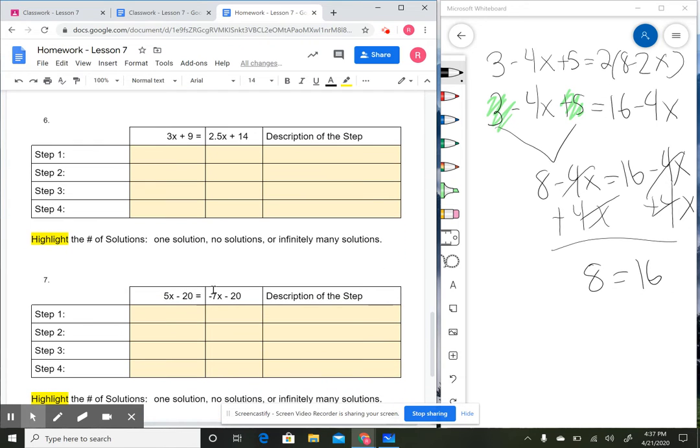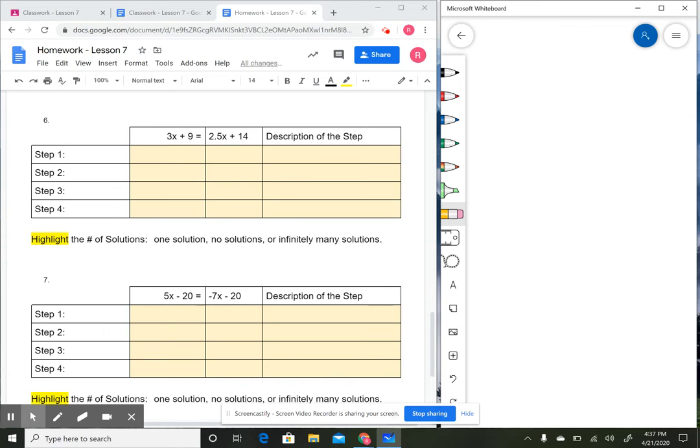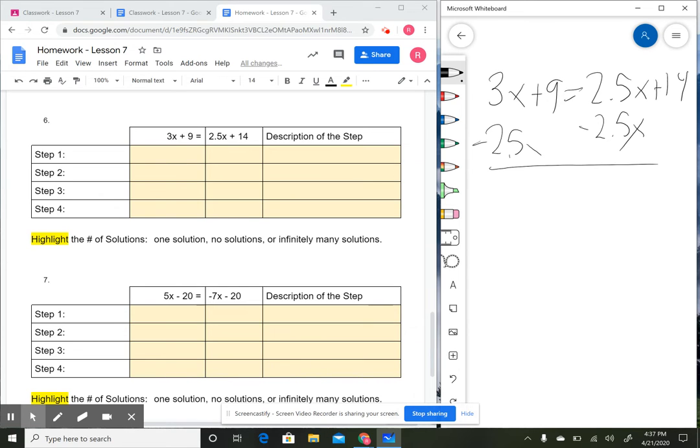Okay. So now, ooh, I got a decimal one coming up. Ooh, decimals. So next one, 3x plus 9 is equal to 2.5x plus 14. So I got a decimal one. There's no parentheses, so I don't need to do distributive property. And I'm going to subtract over 2.5x because it's less than 3x.